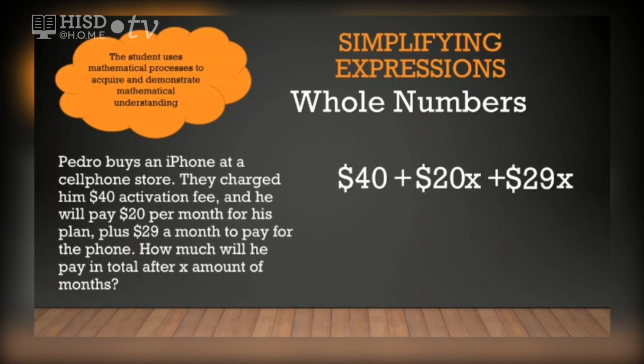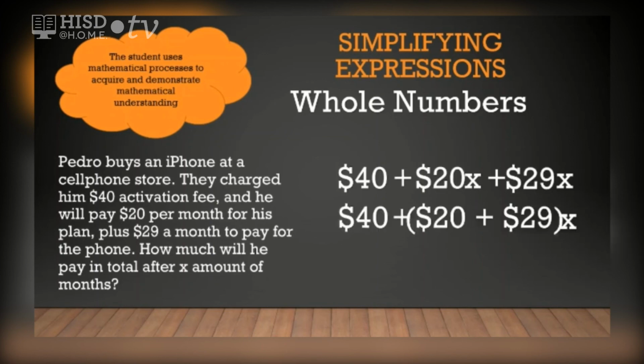So when we are simplifying expressions, we just have to combine like terms. That means that if I have two coefficients, I can just add them together. So I can do 20 plus 29, and this expression will be simplified as $40 plus $49 per month.